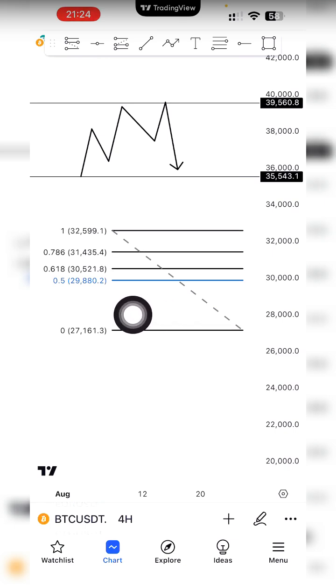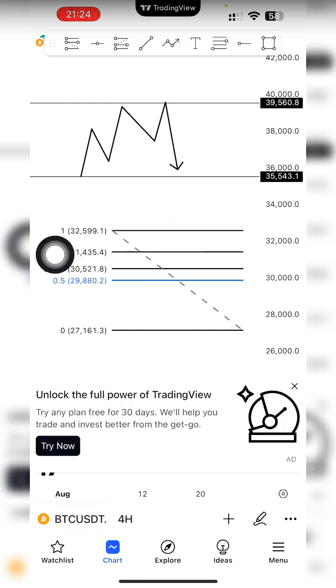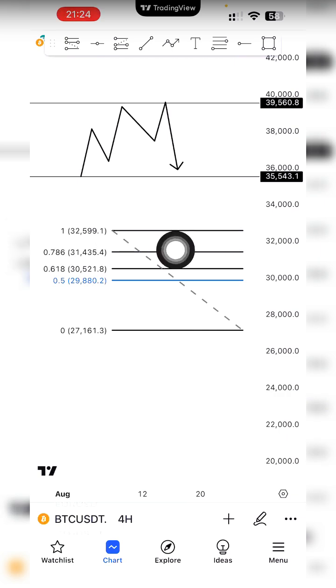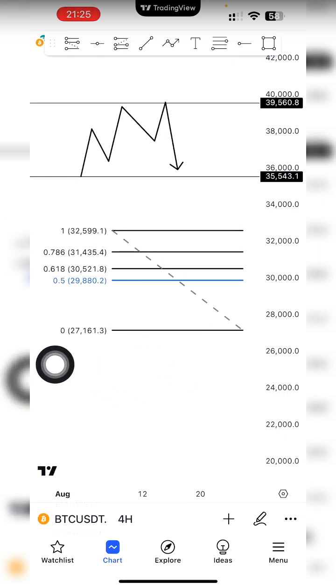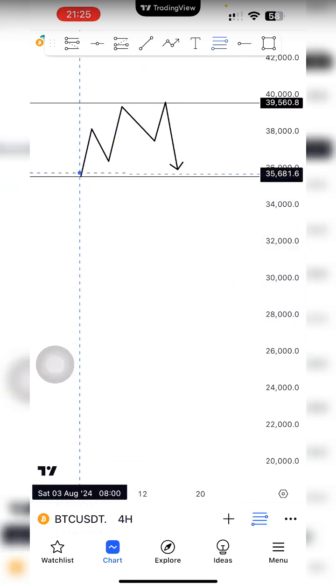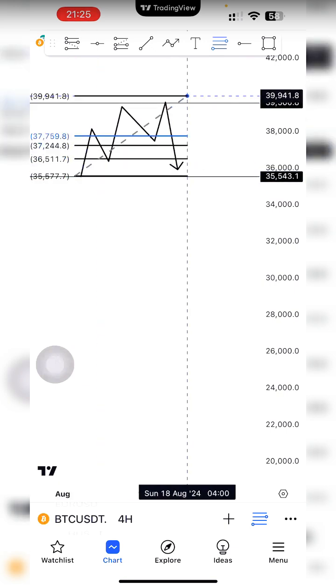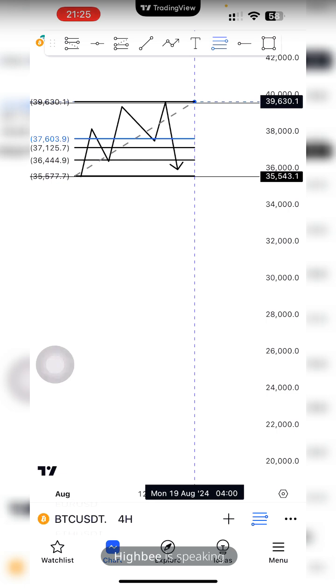So what should you be doing at the discount level? You are looking for a long, a buy opportunity. Do you understand? So that's that about that. This 0.5 is the one that separates premium from discount. Now, if I want to use Fibonacci retracement to long the market, where will I start from? I will start drawing from the swing that is down to the swing that is up. Do you understand?